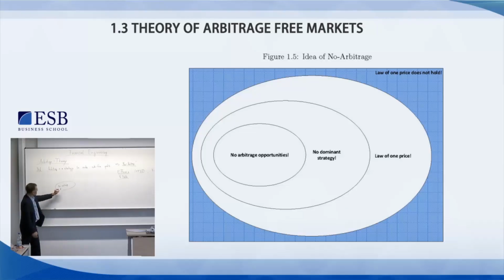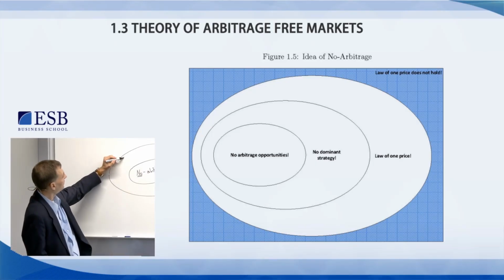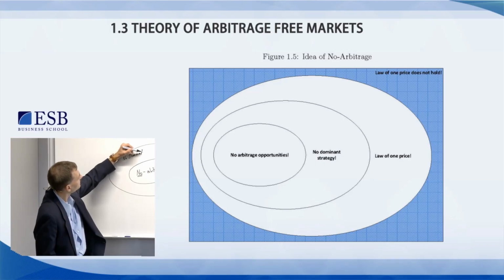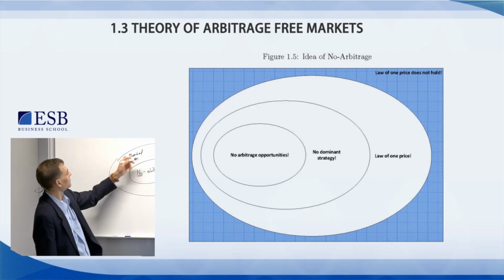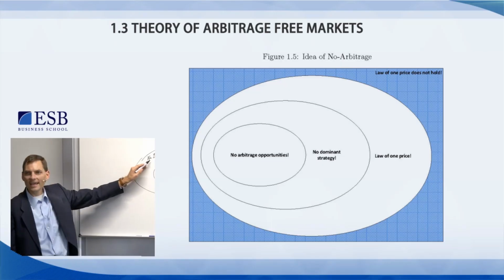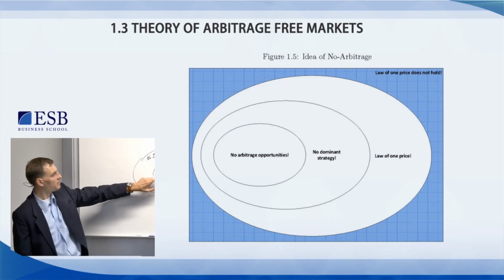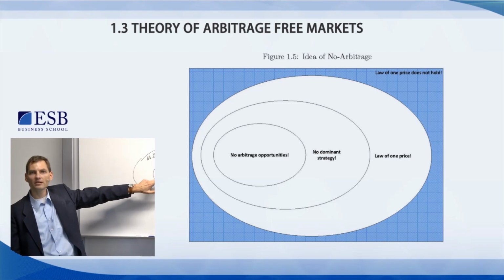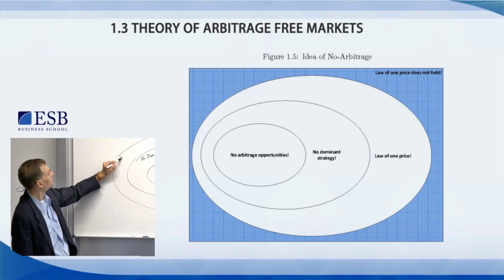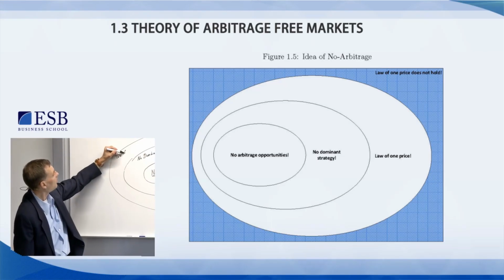So in the end, this is the central assumption: no arbitrage. There's a bigger group of this idea of no arbitrage, and if we have no arbitrage, that also means there is no dominant strategy. But interestingly, we find cases where we can find a dominant strategy, but it does not necessarily imply that the market has no arbitrage. And there's a bigger group we can also find, and that is what we call in economics the law of one price.